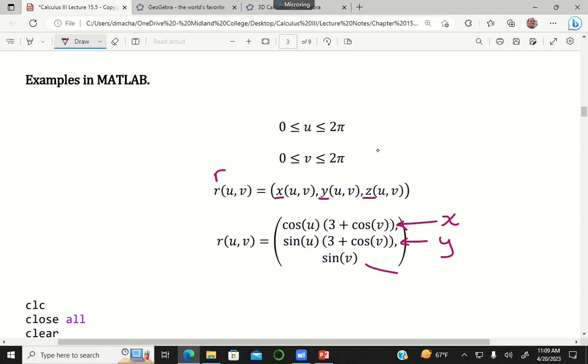So my x-coordinate is going to be cosine of u times 3 plus cosine of v. My y-coordinate is going to be sine of u times 3 plus cosine of v, and then my z-coordinate is going to be sine of v.